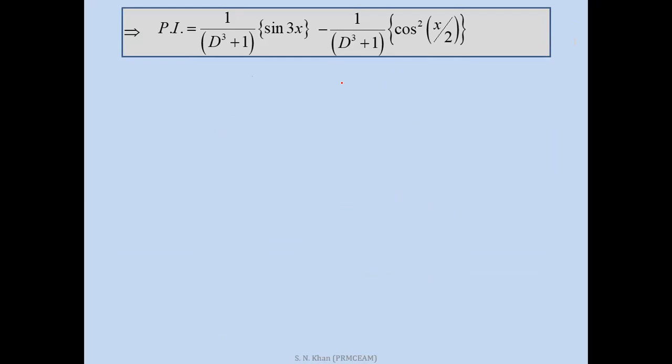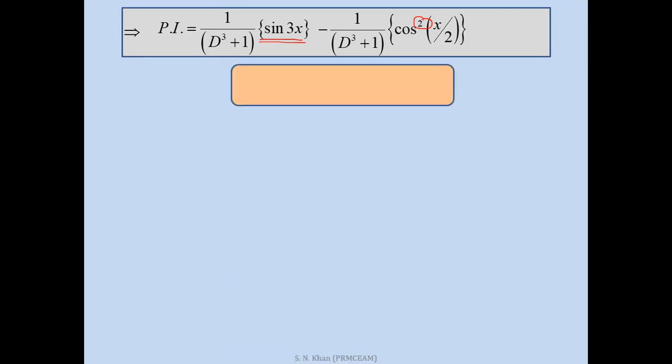Now in the first term, we don't have any issue at all. The function is sin 3x. The power of the sin function is 1 and it is free from any type of multiplication. So we can use here case number 2. But in the second term, the power of the cos function is 2. And until the power of the cos function is 1, we cannot apply case number 2 on this. It means that we have to remove the power 2 from here.